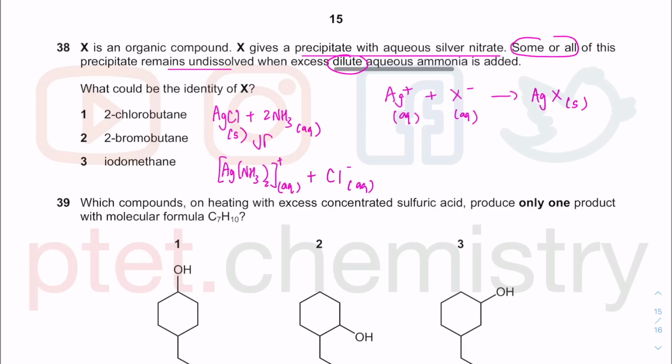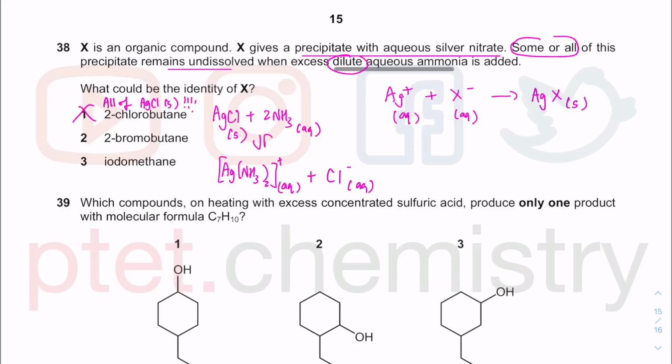Now what happened there is, it says some or all of the precipitate remain undissolved when you use excess dilute aqueous ammonia. AgCl will do that when you use excess dilute ammonia. So it means that the only one, let me think. If I have 2-chlorobutane, so all of it will dissolve. So that means cannot be 2-chlorobutane because all of this will dissolve, because all of AgCl solid would dissolve.